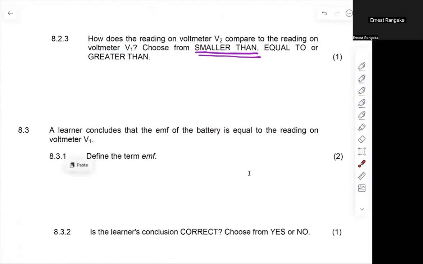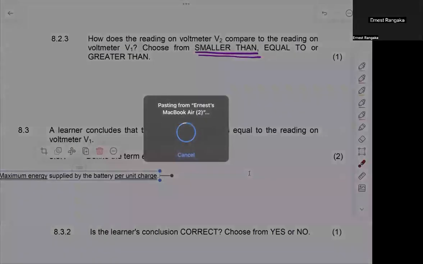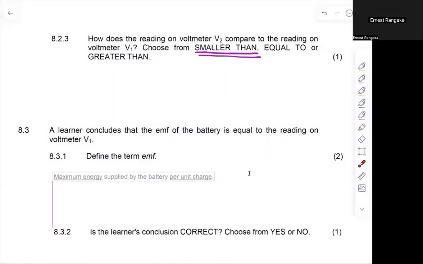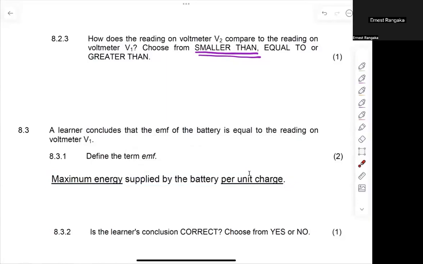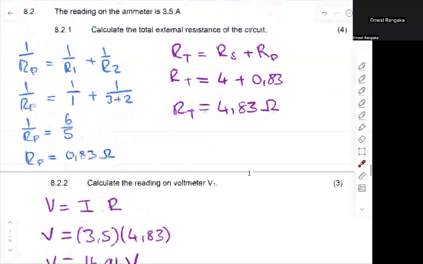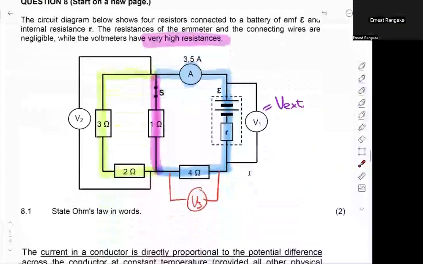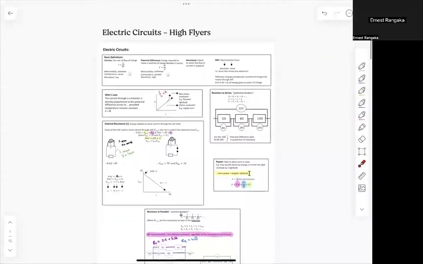Okay, so quickly with the definition of EMF. EMF is our maximum energy or maximum work done by the battery per unit charge. So quickly going back with the smaller than, remember, let me go back to our original notes that we started off with.